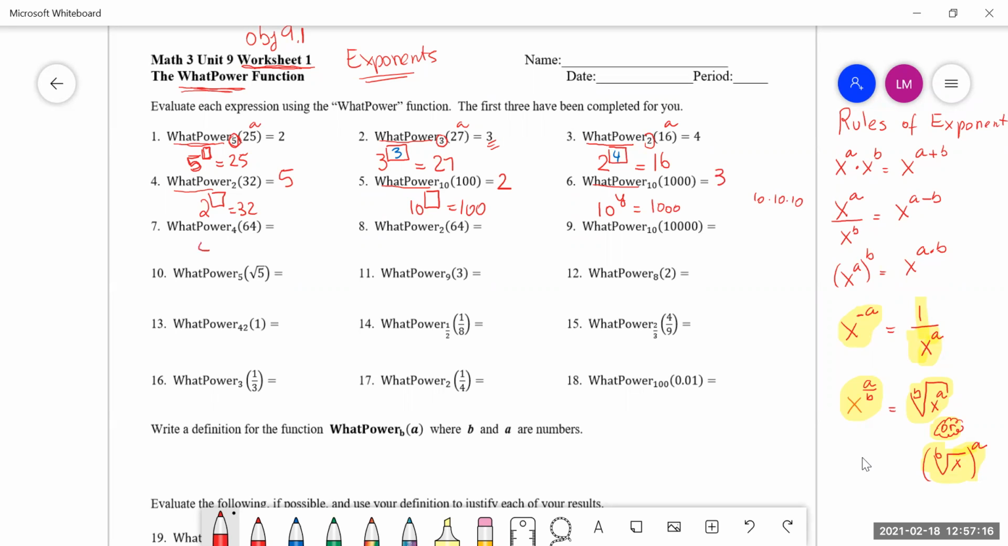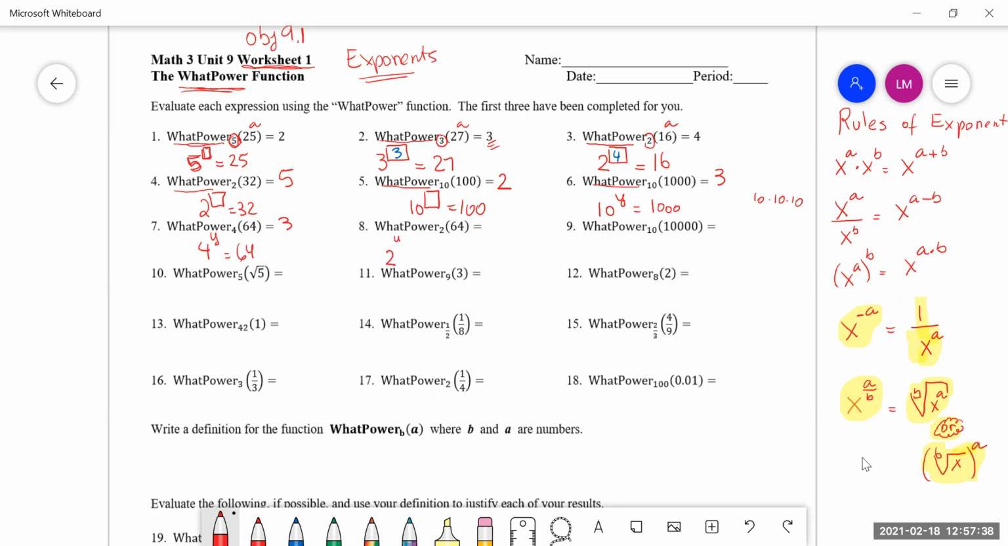Okay, 4 to what power? Let's put a y there. 4 to what power equals 64? Think about it. 4 times 4 is 16, times 4 more is 64, so 3. Okay, let's do another one.